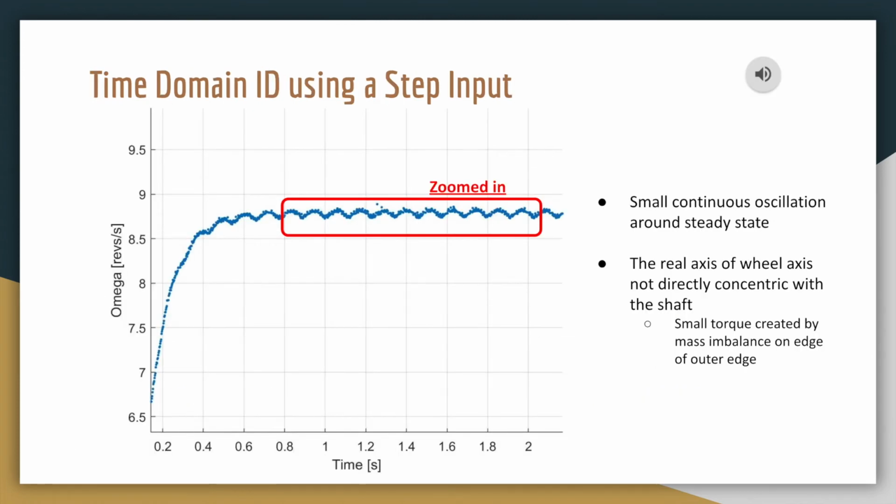Once zoomed in on the omega versus time plots, if you look at when the response reaches steady state, you can notice that there are tiny continuous oscillations. This occurs because the axis of rotation may not be directly concentric with the shaft, or there may be tiny mass on the outer edge of the shaft that will induce a torque once it's rotated.